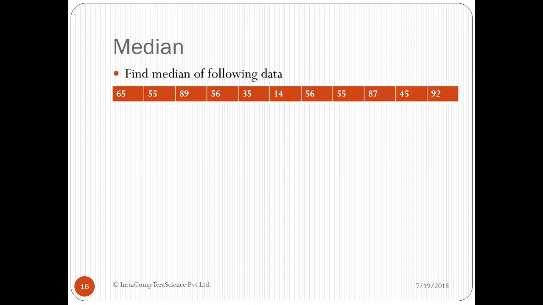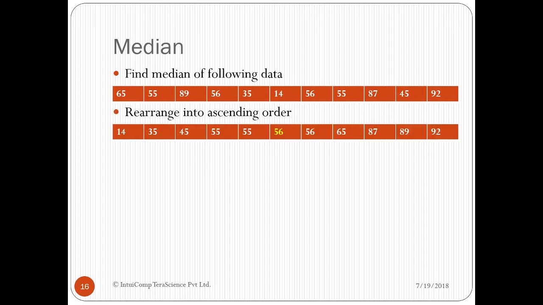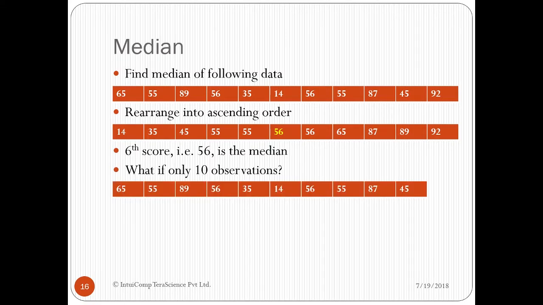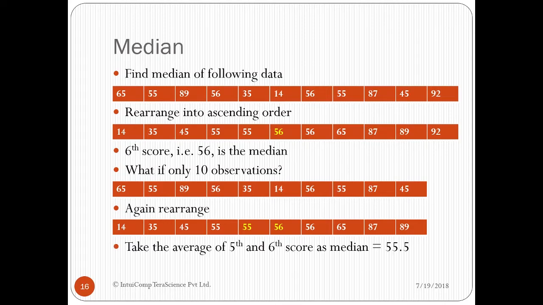Find the median of the following data. First, rearrange the data into ascending order. There is an odd number of observations, therefore the median can be calculated by finding the (n plus 1) divided by 2 th term, that is the 6th term, which is 56. To find the median for an even number of observations, the (n divided by 2) th term and the (n plus 1) divided by 2 th term are to be found, that is the 5th and 6th terms. Take the average of the 5th and 6th scores to find the median, that is 55.5 for this data set.